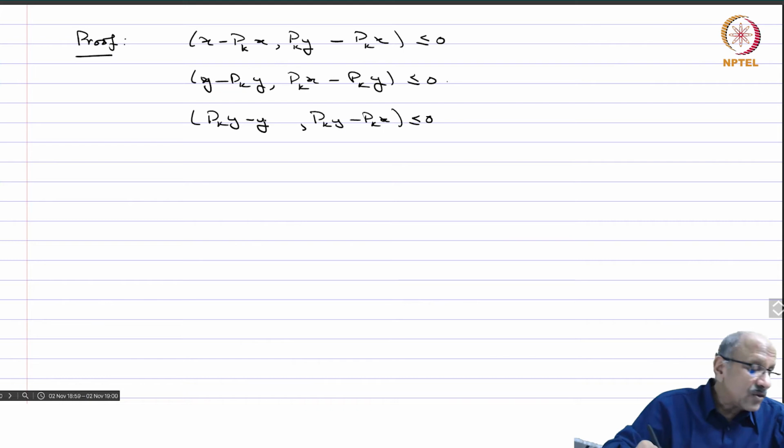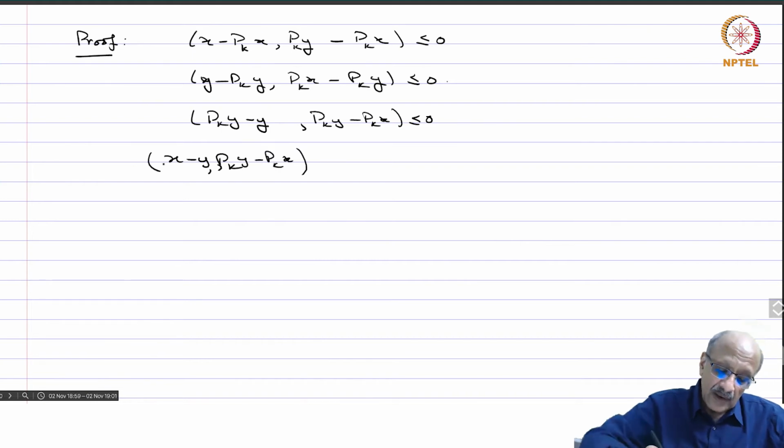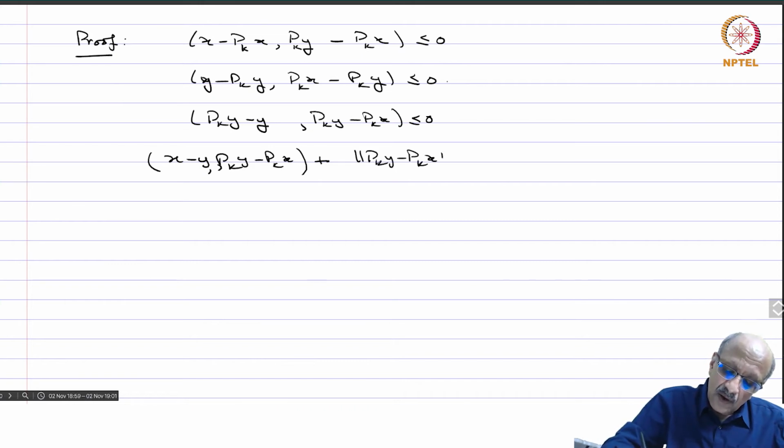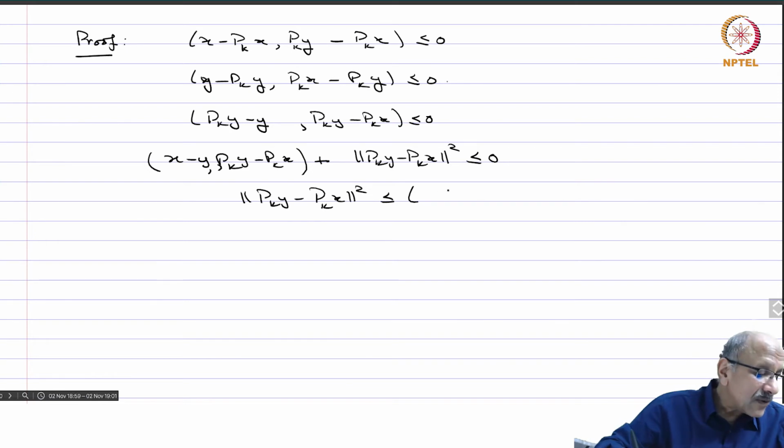So now let us add these two. Okay, so if you add this, you have ⟨x − y, P_K y − P_K x⟩ plus ⟨P_K y − P_K x, P_K y − P_K x⟩. So norm of P_K y − P_K x whole square is less than or equal to 0.